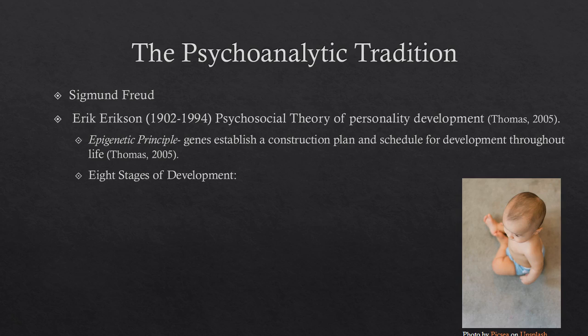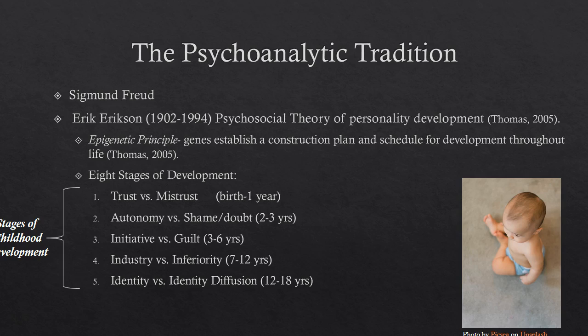He came up with 8 stages of development. The first 5 are related to childhood. Trust versus mistrust is from birth to about 1 year, and this is when infants learn whether they're going to be trustful of humans or mistrust humans, based on the level of care that they've received.